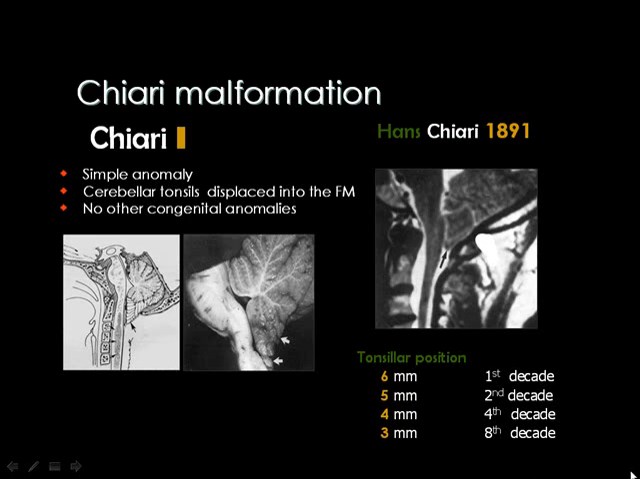Then we came to the last type, which is the Chiari malformation, and this malformation was described by Hans Chiari in 1891. The Chiari-1 malformation is considered the normal variant, where all the Chiari malformations are in the form of a downward descent of some of the contents of the posterior fossa into the upper part of the cervical spinal canal. In Chiari-1, it is a simple anomaly, and only the cerebellar tonsils descend in the foramen magnum.